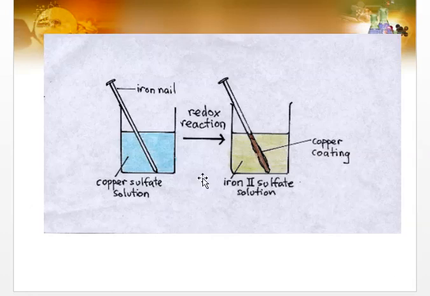This is one picture from our compound where iron with the copper sulfate solution will go to the iron 2 sulfate solution. This is just free iron, which will react with the copper sulfate solution, and we can get just a copper coating and the iron 2 sulfate solution.